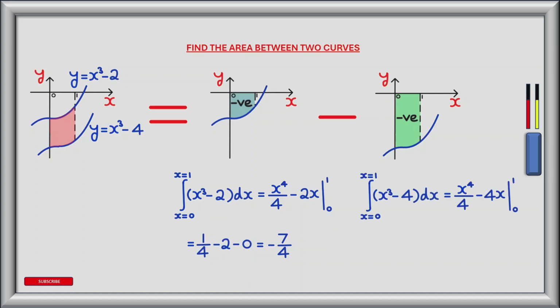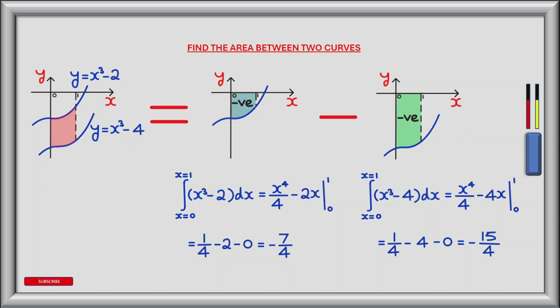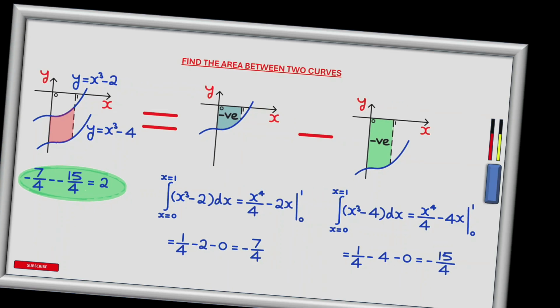And if we integrate the function x cubed minus 4 between the limits of x equals 0 and x equals 1, we find the area of the green shaded region. Using the power rule to evaluate this integral, we have x to the power of 4 divided by 4 minus 4x. And plugging in the limits of integration for this, we have a quarter minus 4 minus 0, which equates to minus 15 over 4. And if we subtract negative 15 over 4 from negative 7 over 4, we get the area of the red shaded region, which in this case is 2.